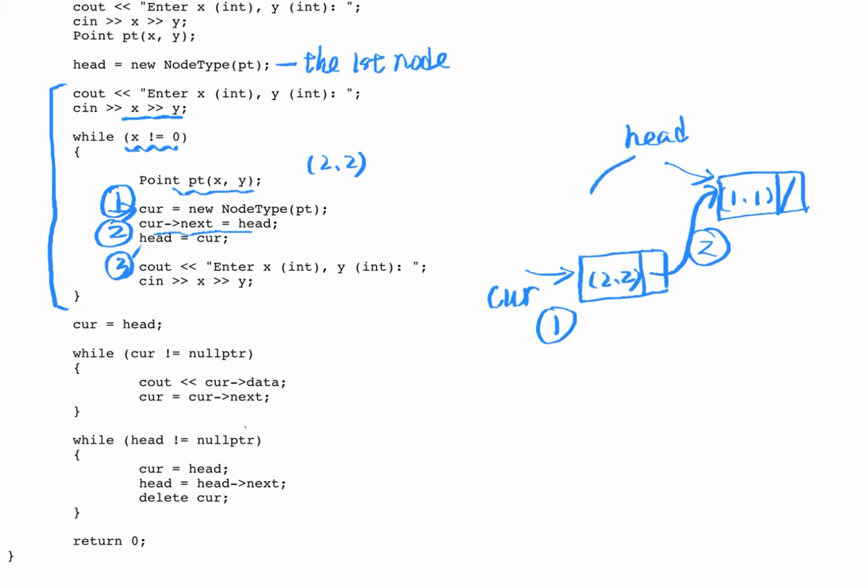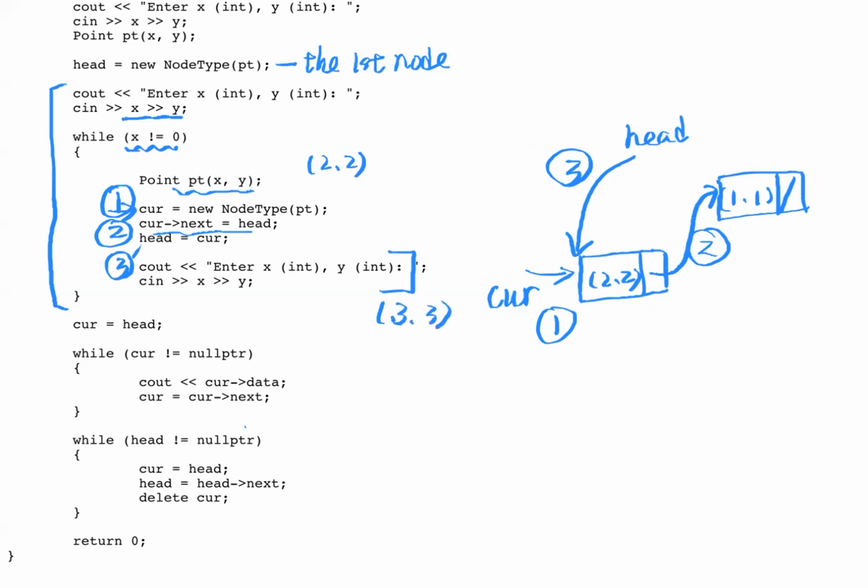In step 3, we update head. Now the head equal to current. Now we have the head pointed to the node containing 2, 2, and the next of the node containing 2, 2 points to the node containing 1, 1. And we will repeat these steps. Then we prompt the user to enter X and Y. Now the user enters 3 and 3.